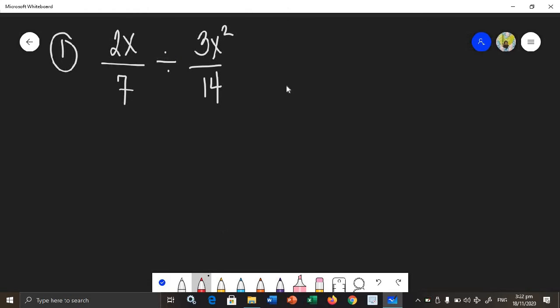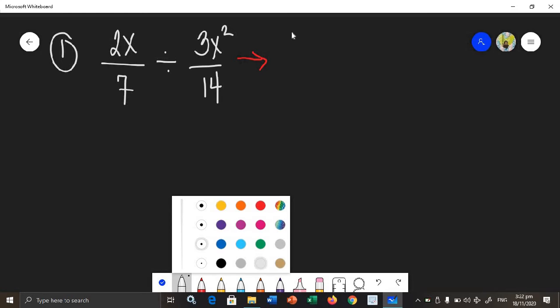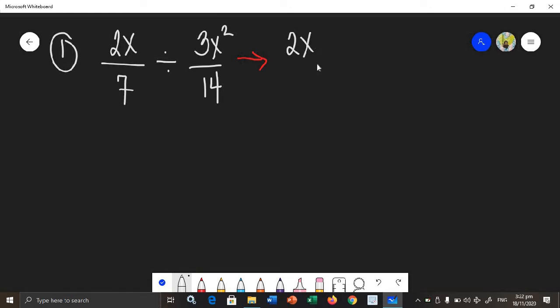We switch the position of its numerator and denominator, and I am going to rewrite the given. So we have 2x over 7 divided by 14 over 3x squared. That is the reciprocal of your divisor. The second step is to change the operation to multiplication.